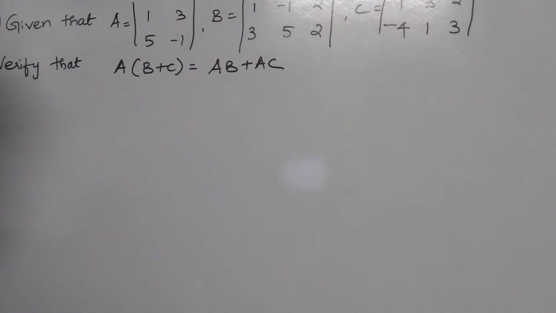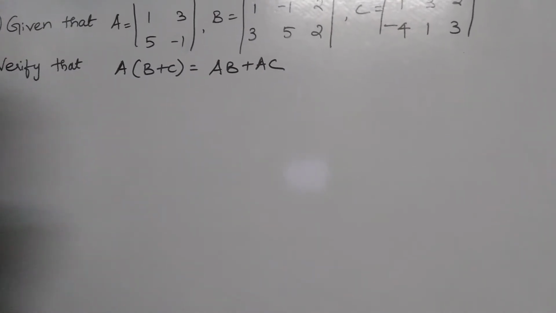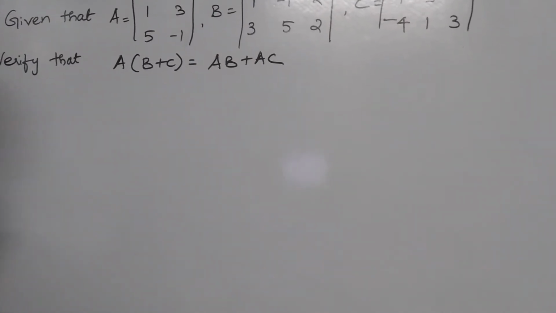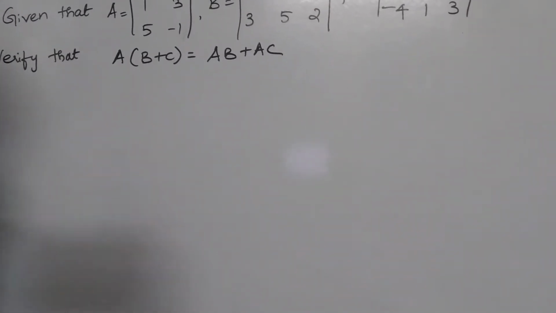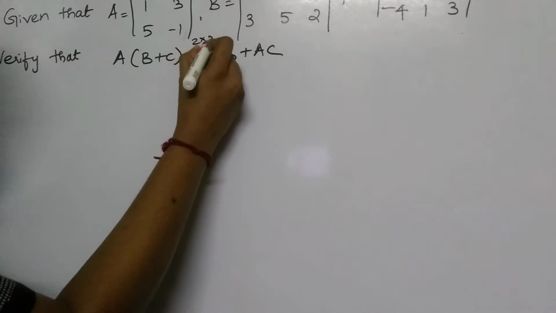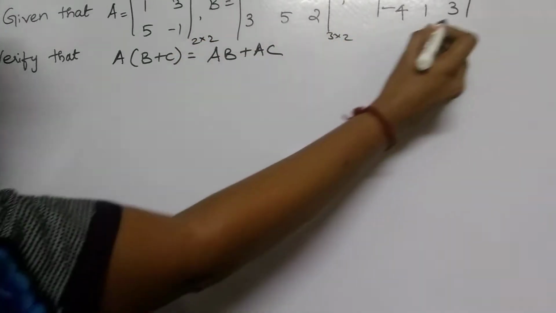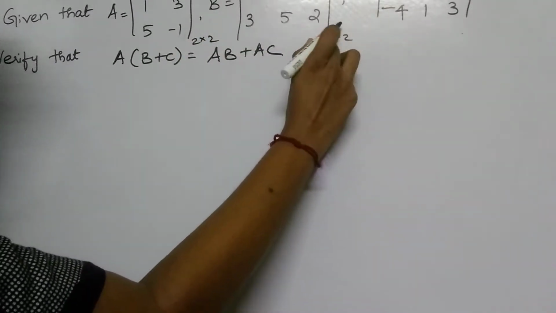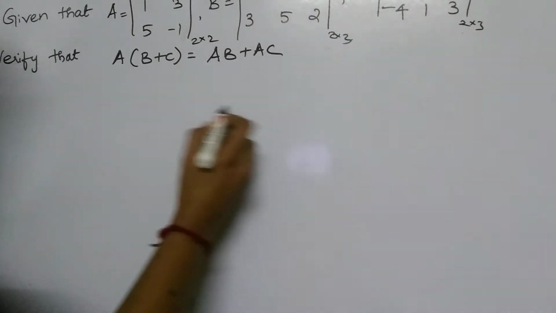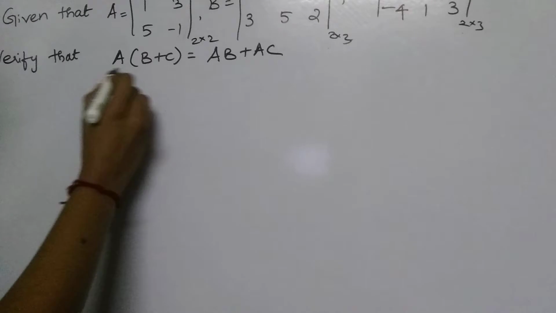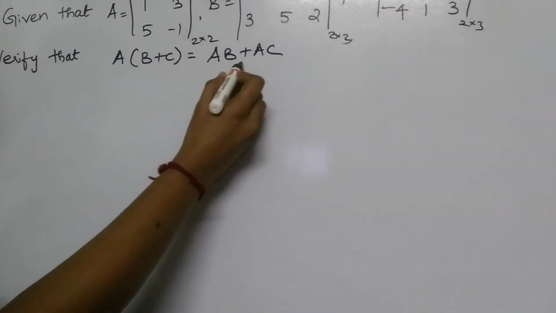Into the fifth sum, 3.18, fifth sum matrix, 10th standard. Given that A matrix, B matrix, C matrix. The A matrix is a 2 by 2 matrix, B matrix is a 3 by 2 matrix, C matrix is a 2 by 3 matrix, and C again 2 by 3 matrix. You have to solve that. Verify A into B plus C equals AB plus AC.